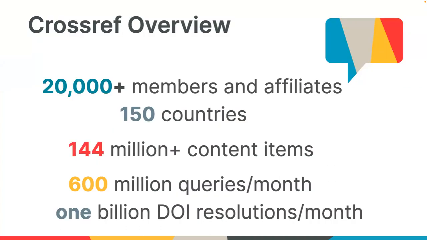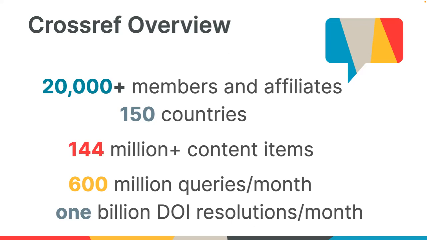Now, Crossref is a membership organization, and membership is open to organizations that produce professional and scholarly materials and content. We work with a diverse group of over 20,000 members and affiliated organizations from approximately 150 countries. Our members include research institutions, commercial publishers, universities, libraries, funders, etc. And to date, our members have registered metadata for over 144 million content items with us. These include journal articles, books and chapters, reports, standards and grants, just to name a few.